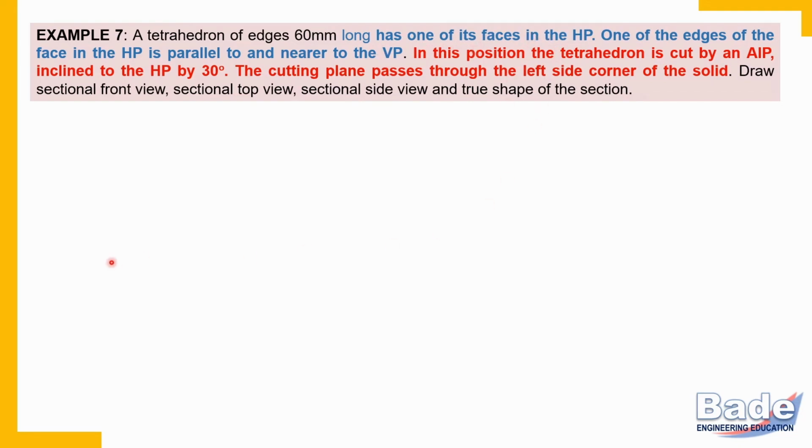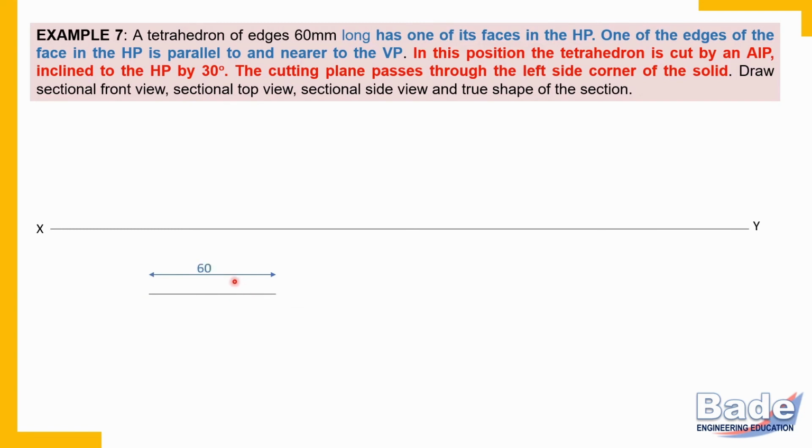Base in HP. So the true shape of the base is below XY line, that is in the top view. So here we are going to draw the true shape of the base, that is an equilateral triangle. But how should we look at that equilateral triangle? Its orientation. One of the edges of the face in the HP is parallel to and nearer to the VP. So the face in HP, that is nothing but base, and one edge of the base is parallel to VP. Top view gives details with respect to VP. So that edge must be parallel to XY line in the top view. So you draw first that edge, 60 millimeter long base edge, and then complete the equilateral triangle.